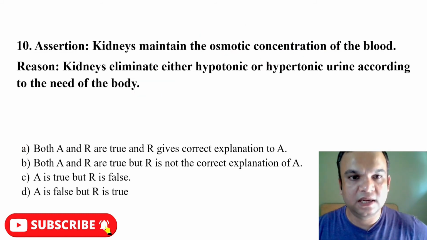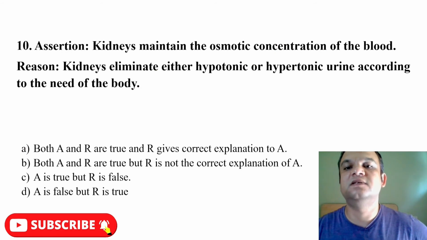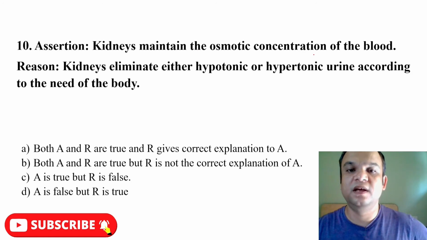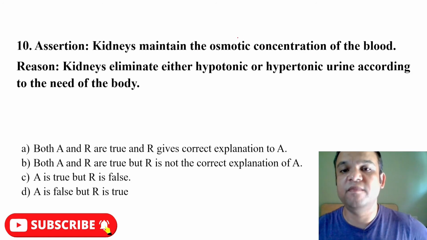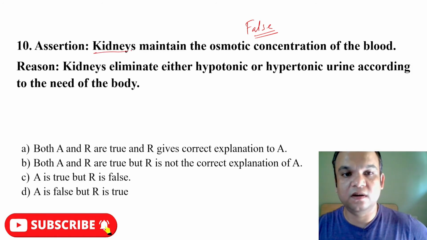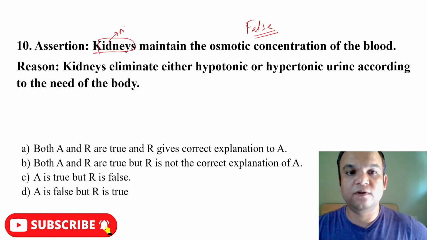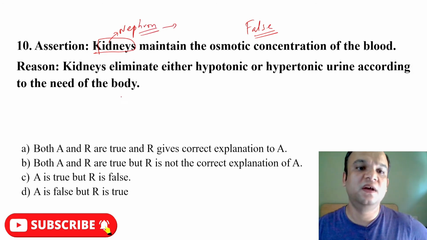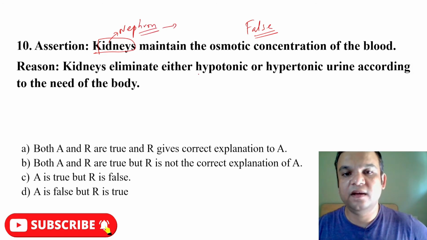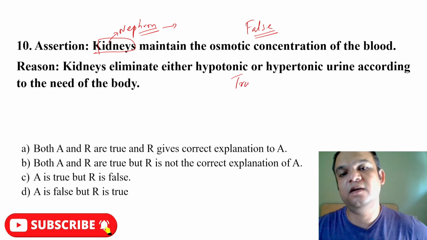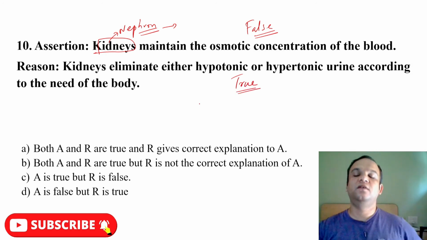Question number 10 is, kidneys maintain the osmotic concentration of the blood, right? So osmotic concentration of the blood is maintained by the kidney. It may be the false statement, because nephrons, kidneys are the organs which are made up of nephrons. So nephrons actually maintain the osmotic concentration of the blood. So kidneys eliminate either hypotonic or hypertonic urine according to the need of the body. So this is a true statement, because it depends upon how much amount of water your body is containing.